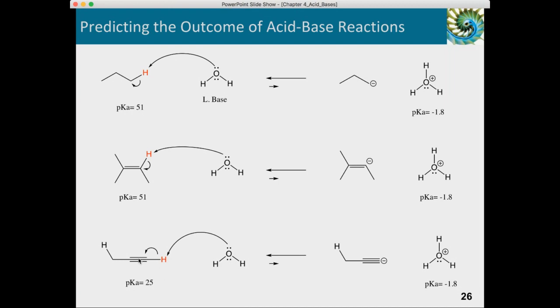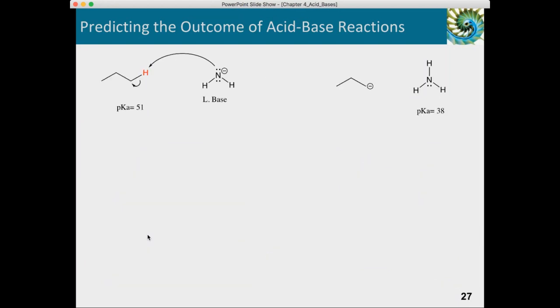So whenever you want to use a base in an organic reaction, you need to use a base whose conjugate acid is less acidic than the acid of the reaction. Here is another example. The reaction of an alkane with amide, NH2 minus. So this is a Lewis base. Once again, it's negatively charged. It can donate electrons to form a new covalent bond.